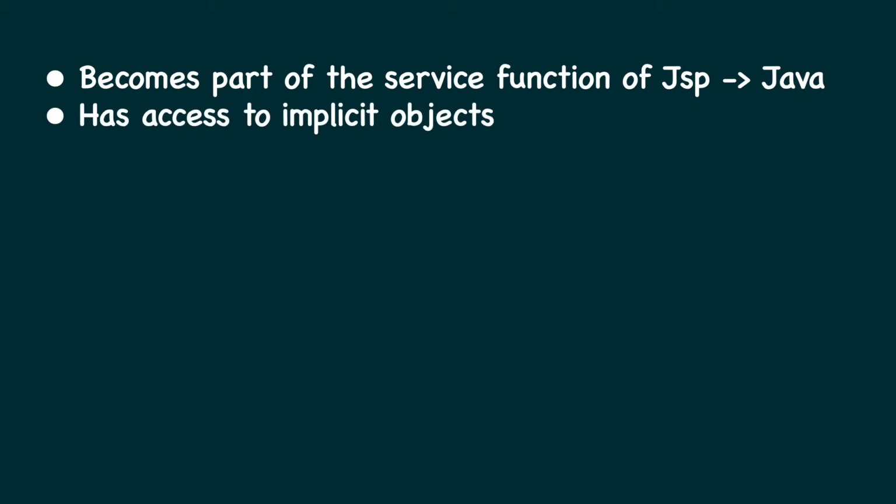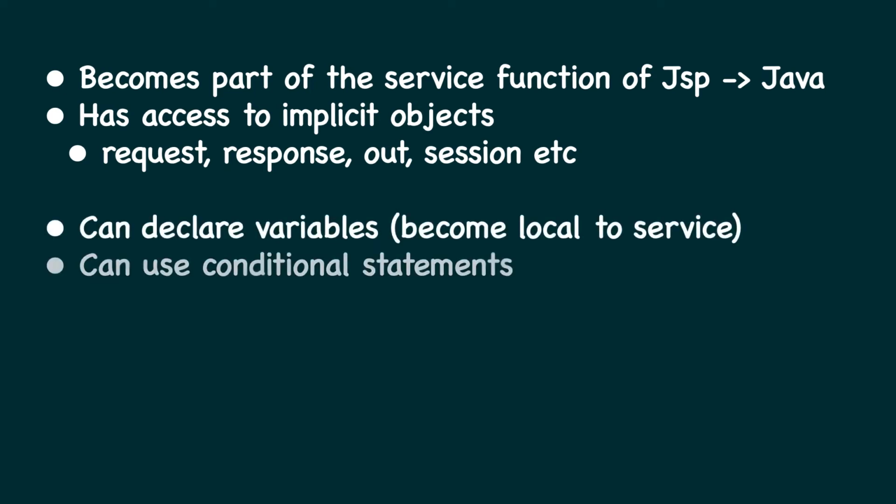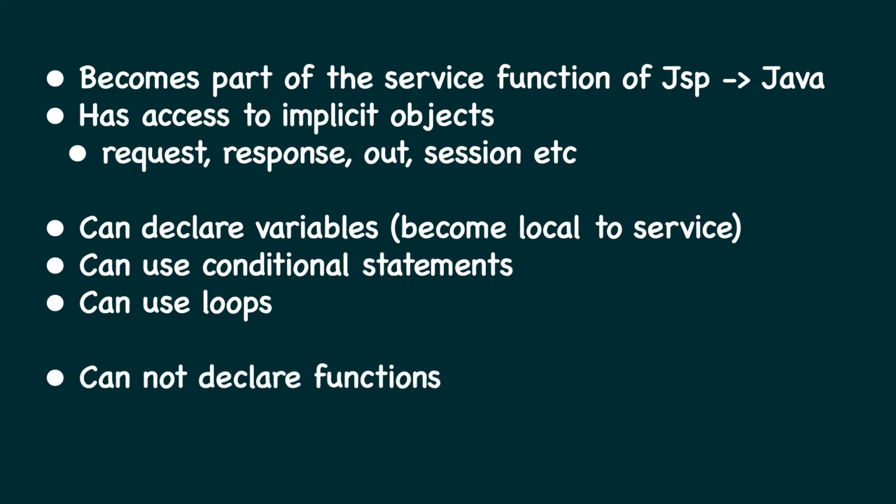Hence, it has access to all the implicit objects. The implicit objects are a bunch of standard Java objects such as request, response, out, session, etc. Inside the scriptlet, you can declare variables, you can use if conditions, you can use for loops, etc. But you cannot write additional functions or classes because it is as if you are writing a function or a class inside a service function, which is why it is not allowed.